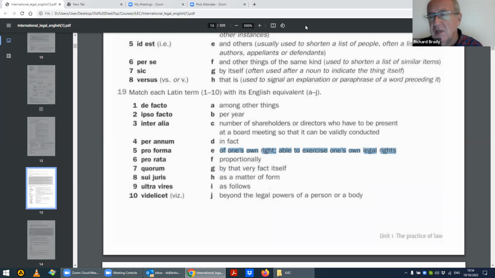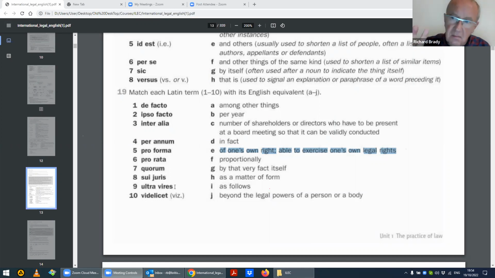Every adult, you're all, I anticipate, adults, so you're all sui juris. You're able to exercise your own legal rights without having to ask permission or having to require a lawyer to act for you. You're all capable of starting proceedings or defending proceedings yourselves. You're sui juris. Okay, ultra vires.